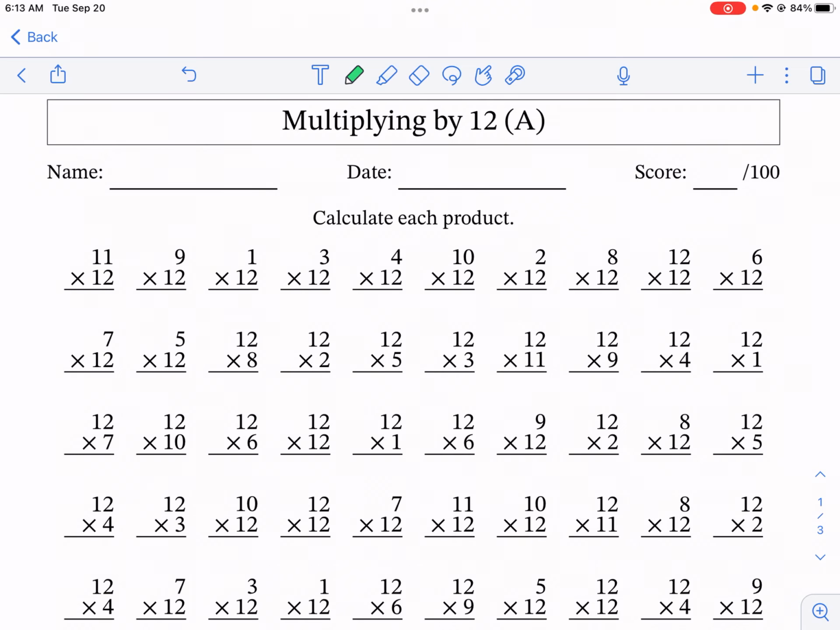Hi, this is Mr. West, and today we're doing a tutorial video on multiplying by 12.